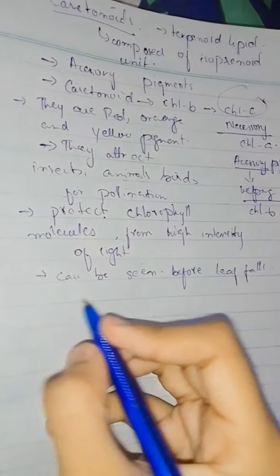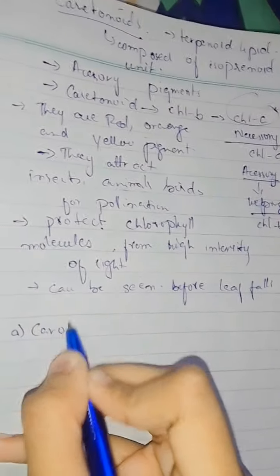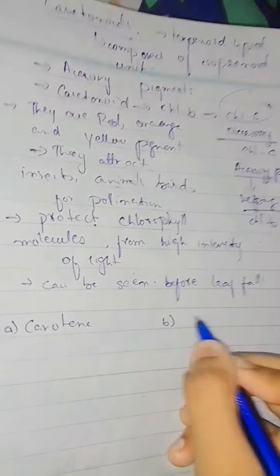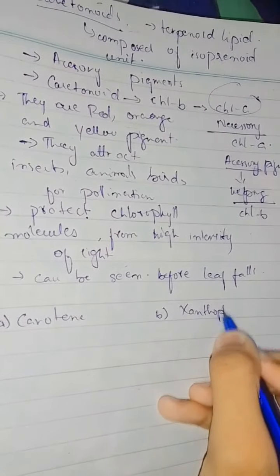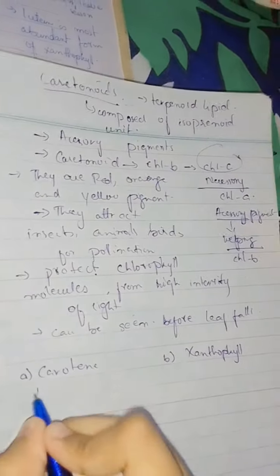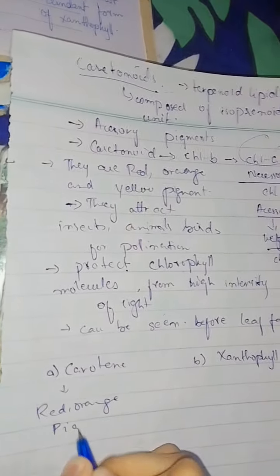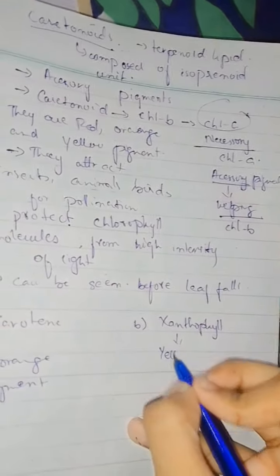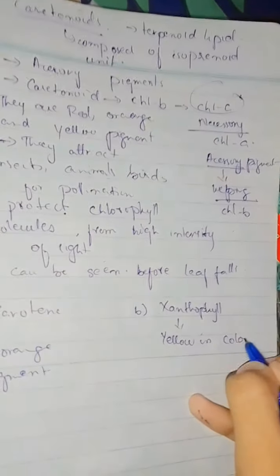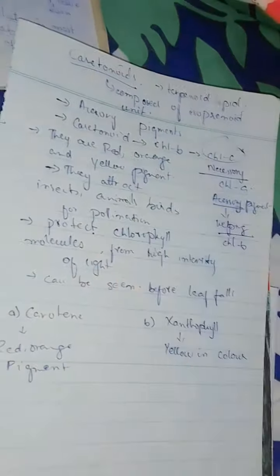There are two types of carotenoids, or we can say it is divided into two types. First is carotene and second is xanthophyll. As I said, it has three pigments, red, orange and yellow. Carotene is a red orange pigment, and xanthophyll is yellow in color. Combined, they make the carotenoid.